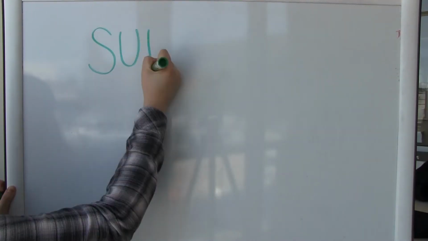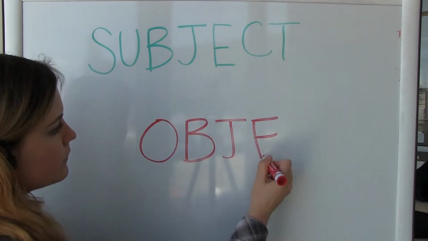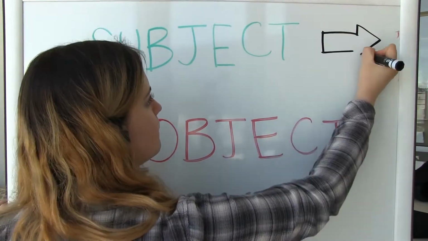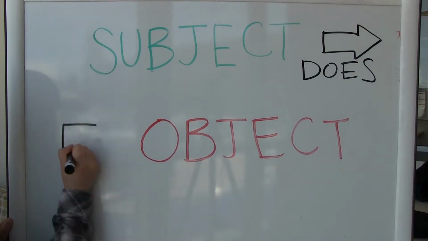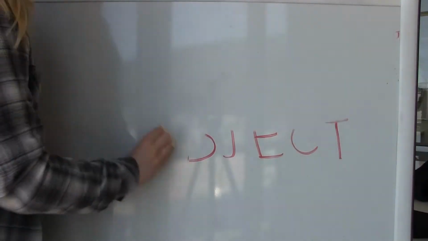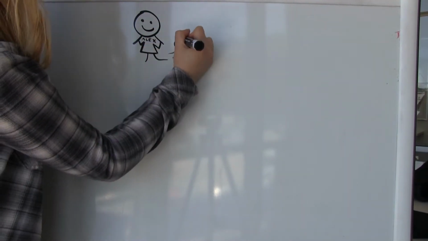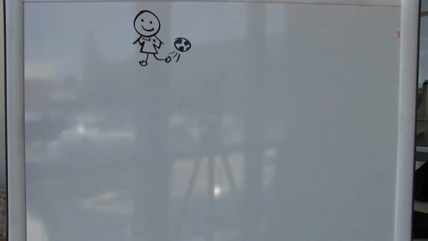Well, before we talk about that, first you'll need to know the difference between the subject and the object of a sentence. Every sentence has a subject, an action, and an object. The subject does the action, and the object receives the action. Let's take a look at a couple of examples.